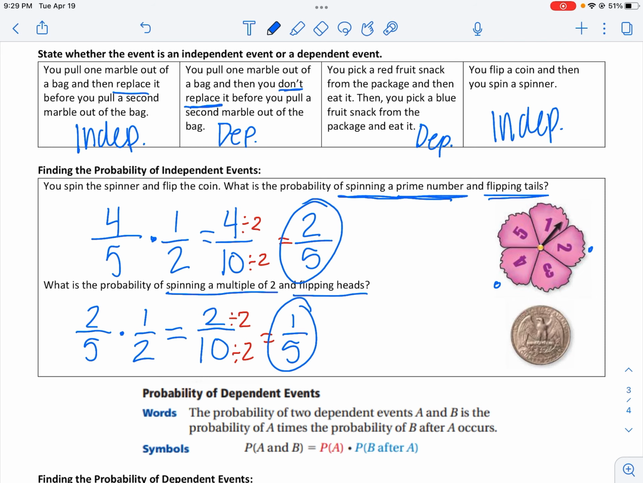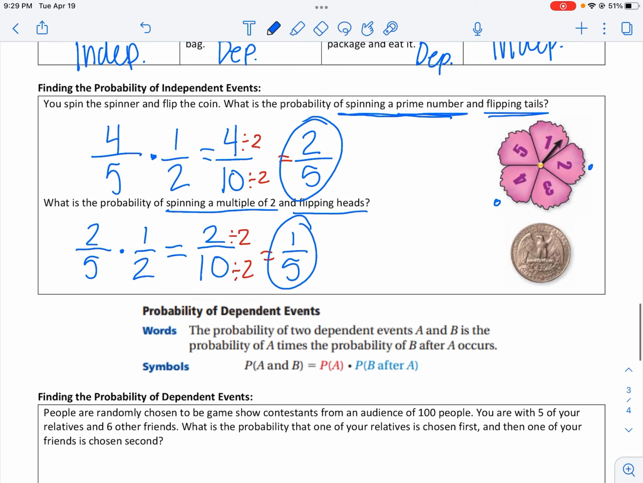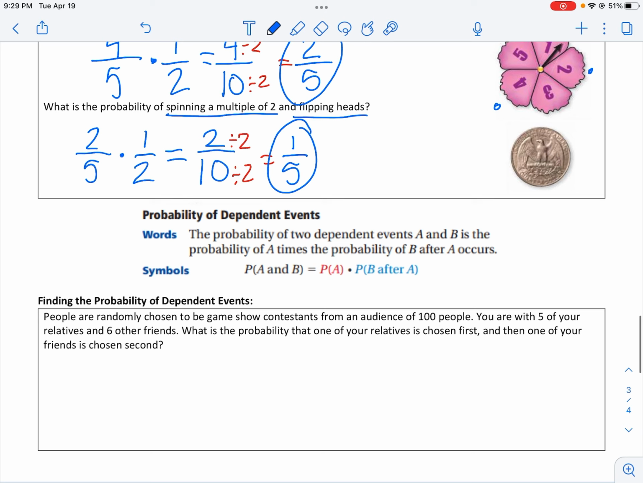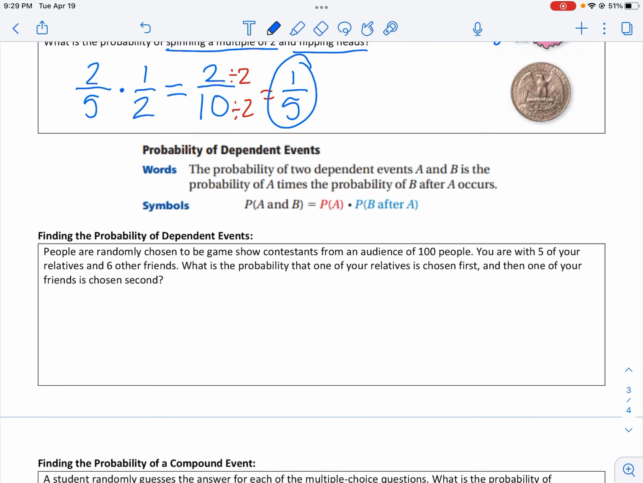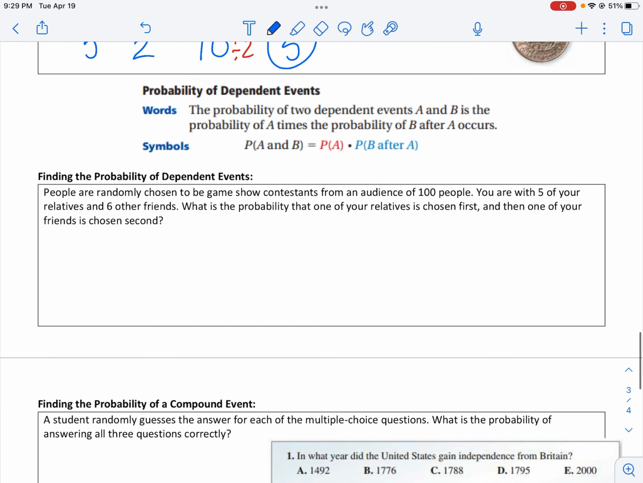Next, we're going to talk about some dependent events, where the probability of 2 dependent events is the probability of the first one times the probability of the second one after it occurs, okay? So the only difference is that it says after A, okay? Because it's dependent, that means A affects B.